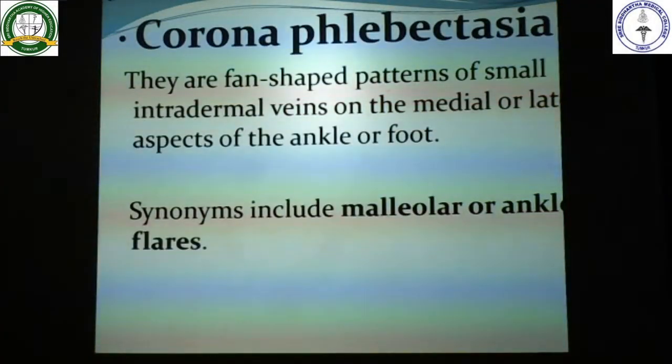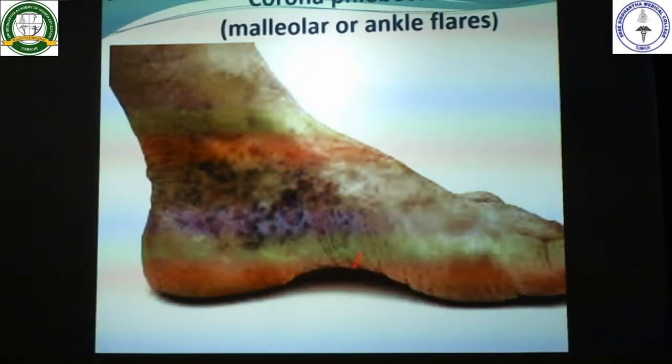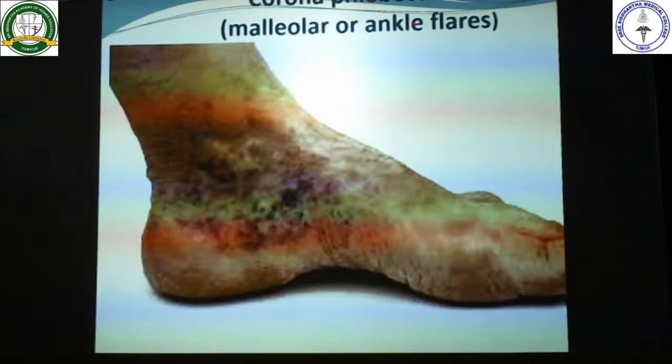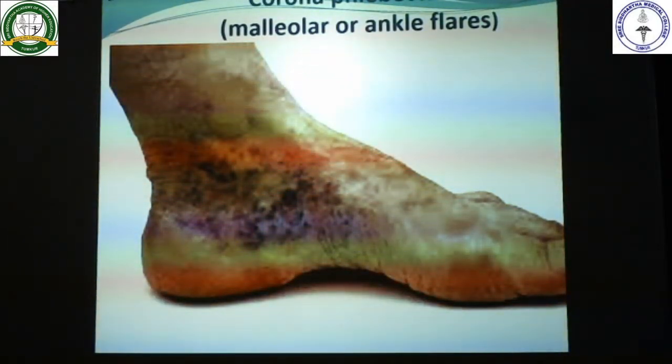Then what is corona phlebectatica? This is also one of the signs. They are fan-shaped patterns of small intradermal veins on the medial or lateral aspect of the ankle or foot. So this corona phlebectatica you can see on the medial side of the ankle region, and it's also called malleolar or ankle flare. It looks like this. Whenever you see this, it is the sign. These are called corona phlebectatica, also called malleolar or ankle flare.